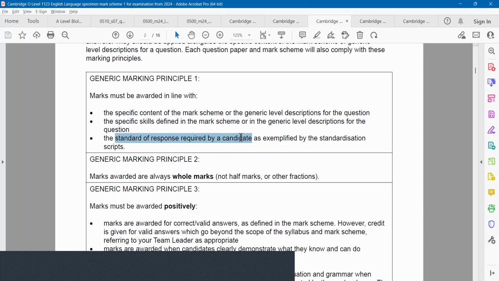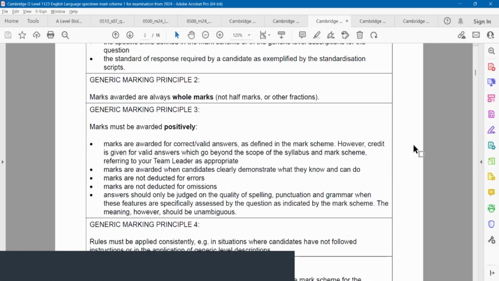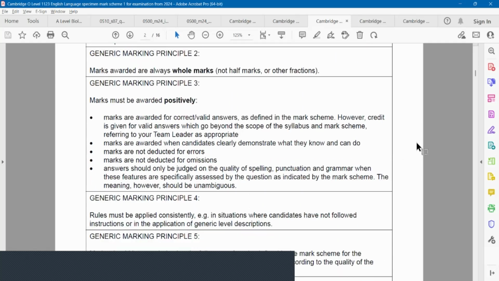The standard of response required by the candidate as exemplified by the standardization scripts. So what kind of response are you expected to give? For example, you're expected to produce a piece of formal writing; in a summary, you're expected to be concise and be able to pick out the main points, use your own language, etc. So that is the kind of response you're expected to give. The second principle is you're always awarded whole marks, right? So there is no 0.5, there is no 0.25 in Cambridge. Either you get the mark or you don't.